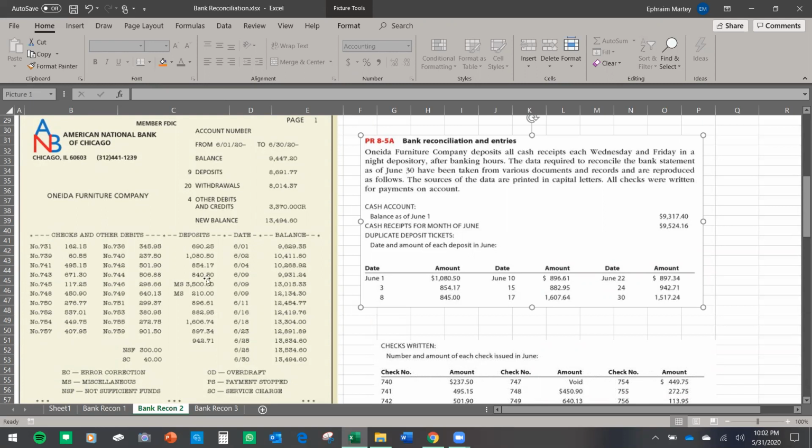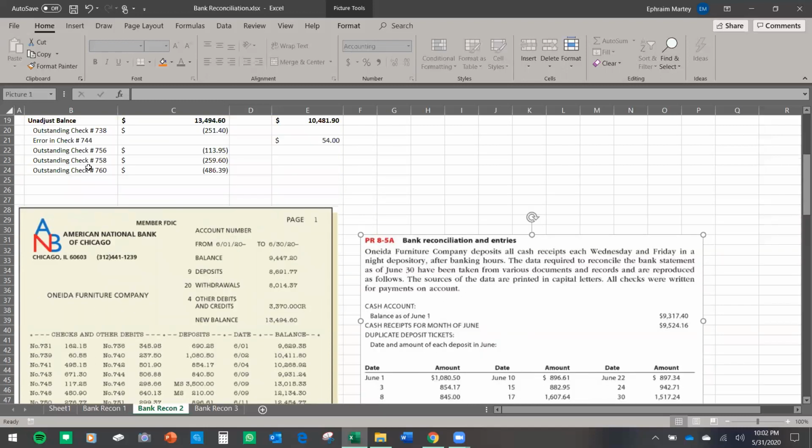854.17, that's right. And they have 840.50, and we have 845. So that's probably an error on our part. So we recorded more money than we're supposed to. So we have to reduce it by that amount.